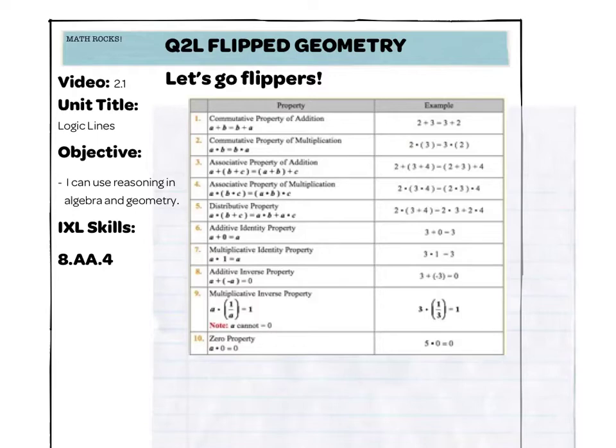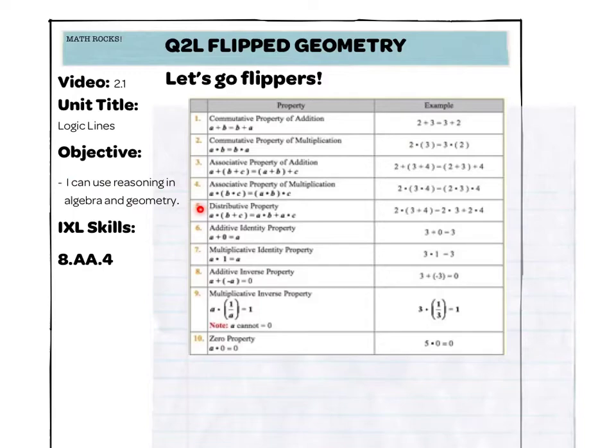This is video 2.1. The unit title is Logic Lines. Your objective is, I can use reasoning in algebra and geometry. The Excel skill you have for this week is just 8th grade, AA 4. So please go and do that one skill, and again it is due tomorrow by 11:59 p.m. Okay, so let's go flippers.